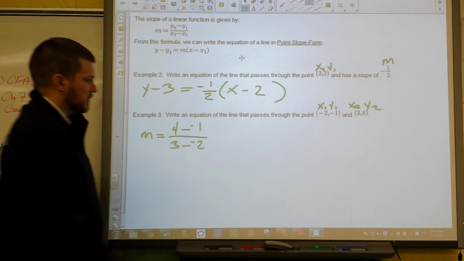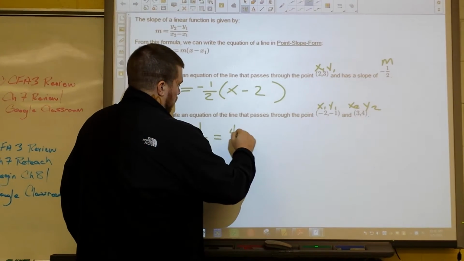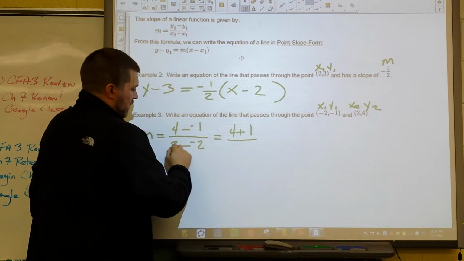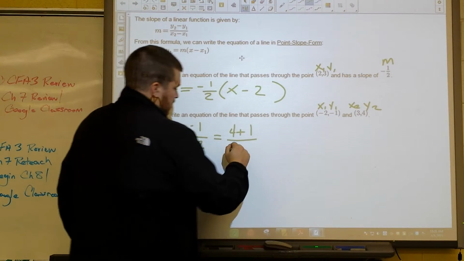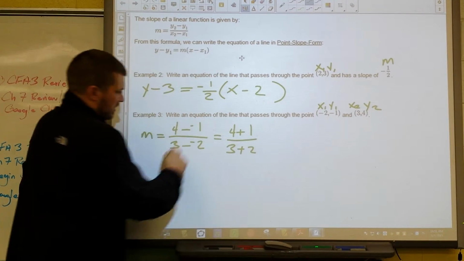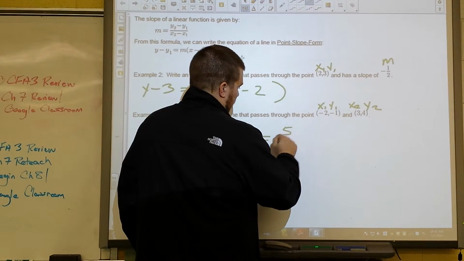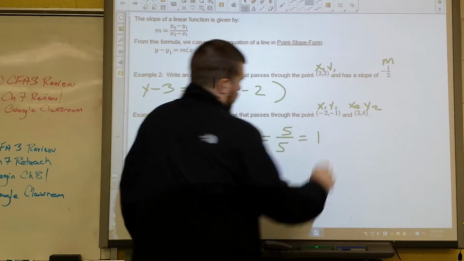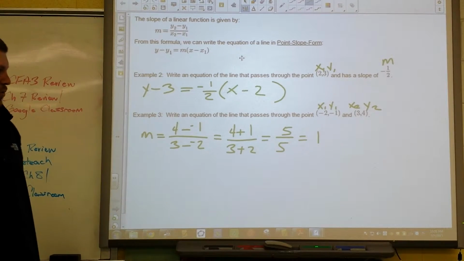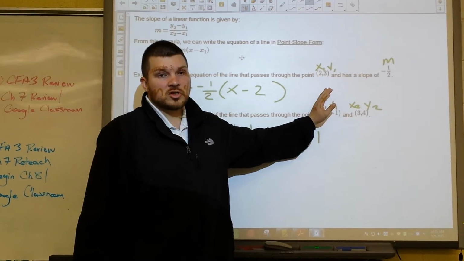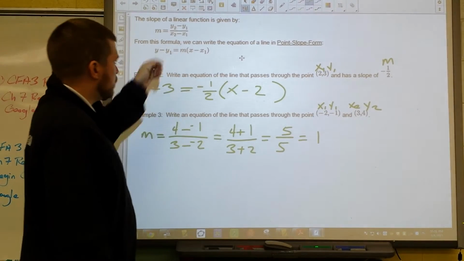I want to clean this up as much as I can. So on top I have 4 plus 1, because the negative is a positive, divided by 3 plus 2. Because again, negative is positive. And again, I'm just taking baby steps. So 5/5 is 1. So the slope for this particular line is 1. Now that I know the slope and I have two different points, I can use point slope form.